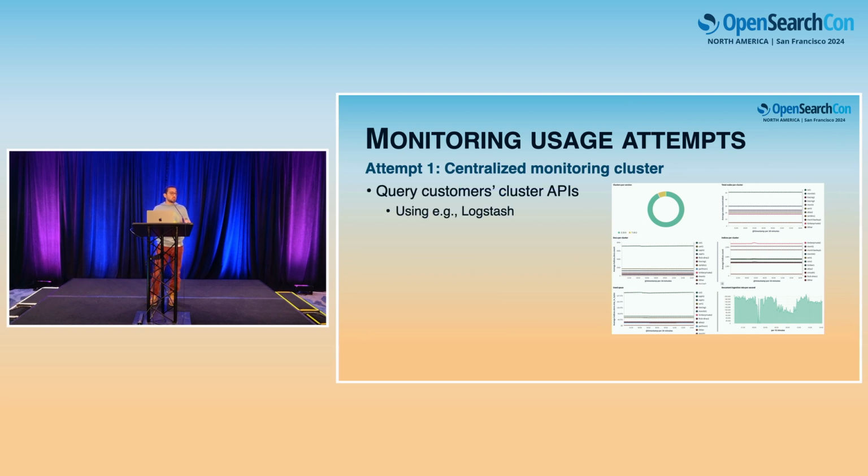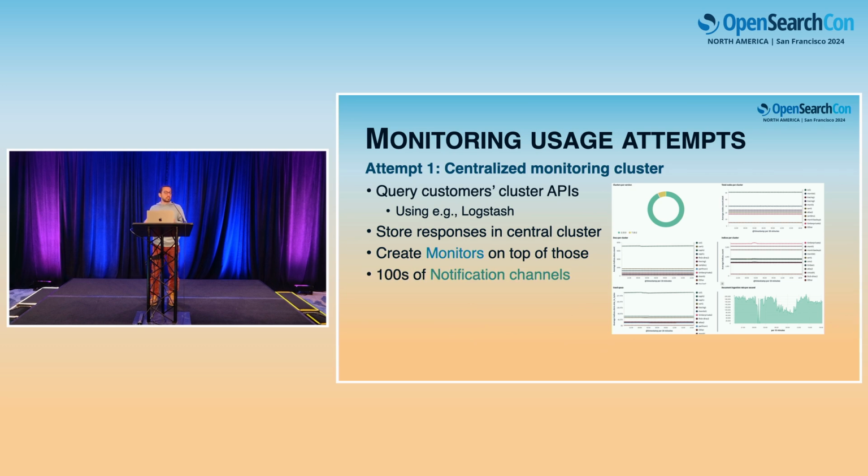Let's just use Logstash to query all the different clusters that we have and store the responses in this central cluster in different indices, and then create monitors on top of them, make sure to analyze the responses and create triggers for the 100 different notification channels, one for each cluster, in order to notify the appropriate people. Now, we hit a limitation that each monitor can only have up to 10 triggers, so this was not really moving forward, but even if we surpass this, the scaling was not really there.